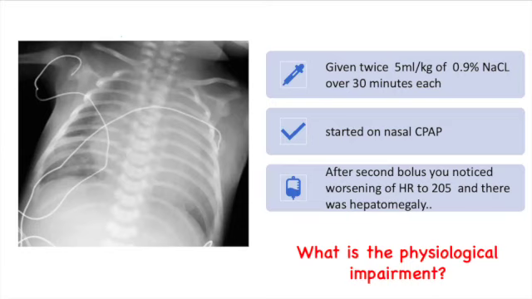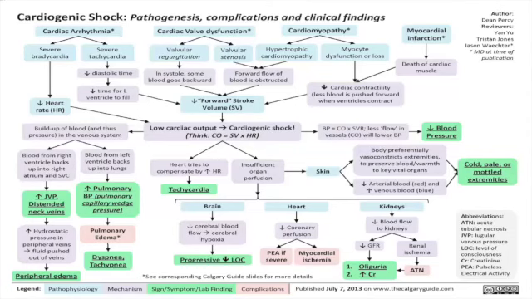Right. A child who was previously healthy presented with viral illness, has poor perfusion, tachycardia, hypotension. Your initial management with IV fluid worsened the clinical picture, and chest X-ray showed cardiomegaly with plethoric lung fields. So at this stage, the most likely diagnosis for this patient is cardiogenic shock, most likely secondary to myocardial dysfunction or myocarditis.